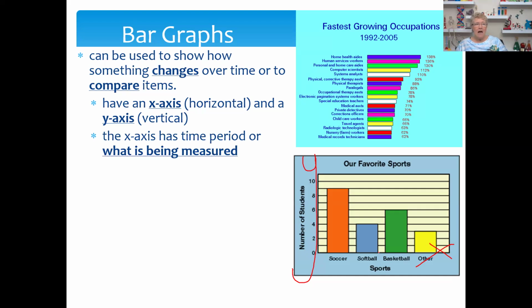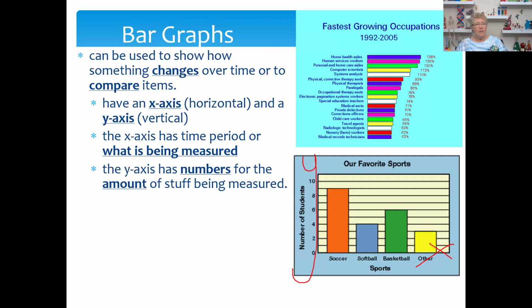Now, the x-axis, that's going to be the one across the bottom. It usually has time in it or what is being measured. So in this one, what's being measured are the sports. Sometimes it'll have time as well, like as time passes. The y-axis has numbers for the amount of stuff being measured. In this case, we're measuring the number of students that we have.